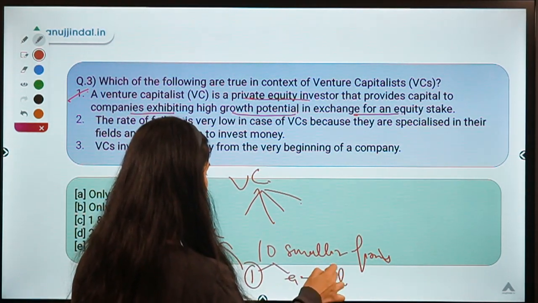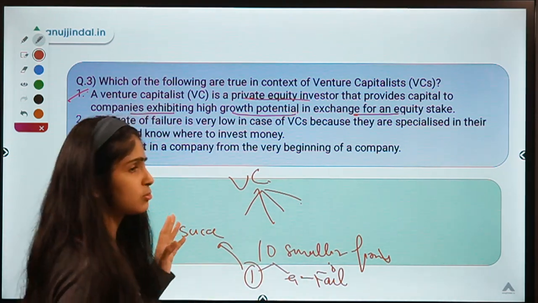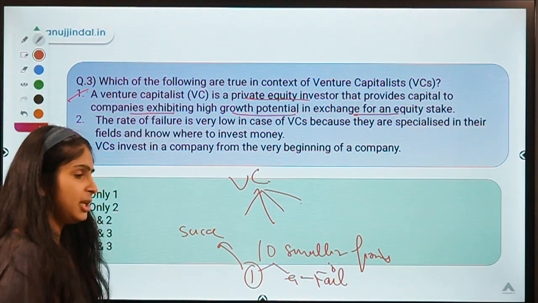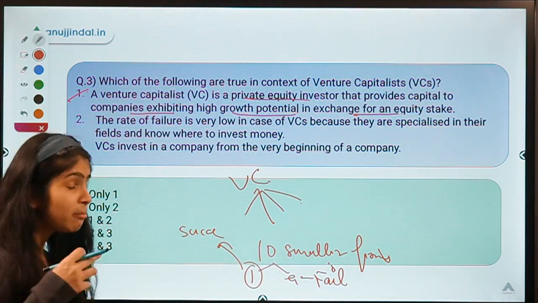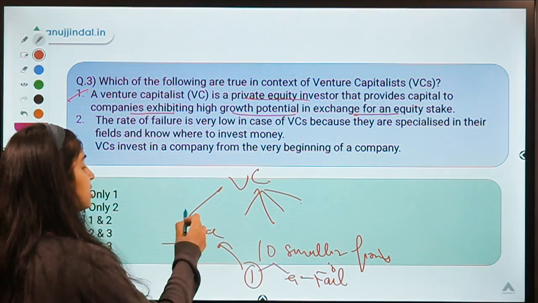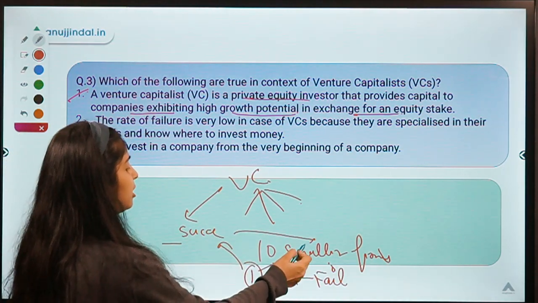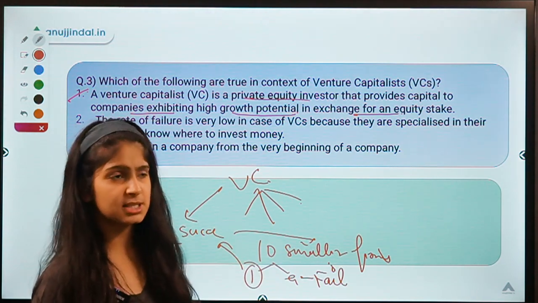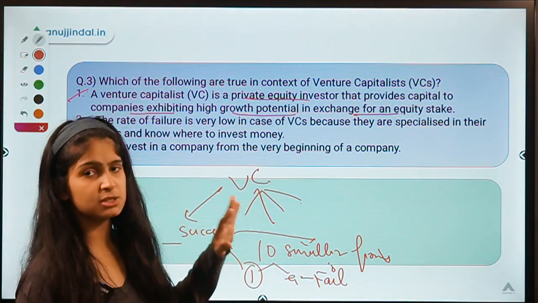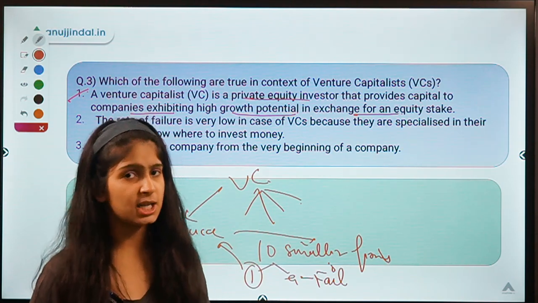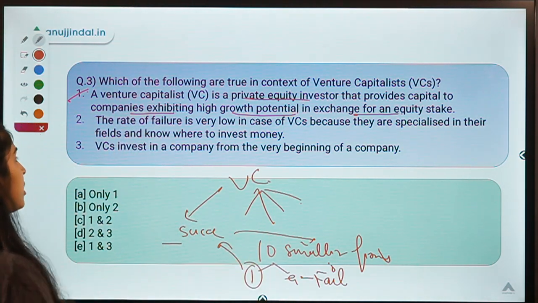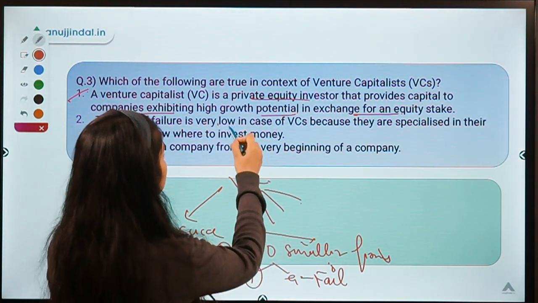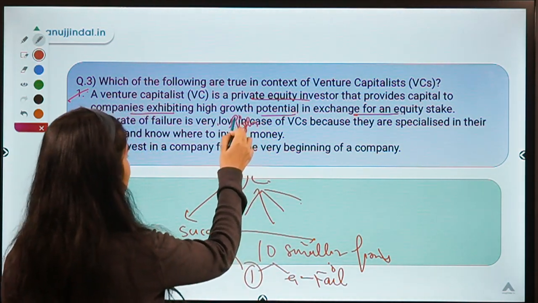But the point is, how is this venture capitalist model working? This VC believes that it is going to make so much money from this one success that it is going to compensate for all other losses. So although the rate of failure is very high, whenever there is success, the success is also huge. It is massive, and it can compensate for the other losses. So this is the model. That is why the rate of failure is high, it is not low, right?